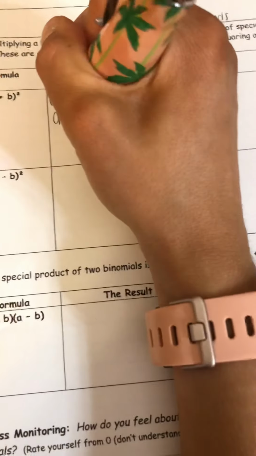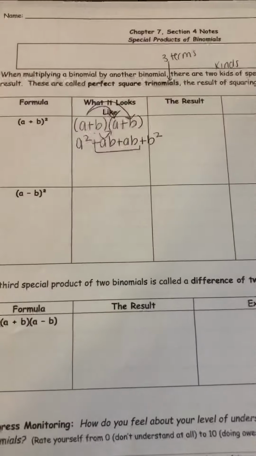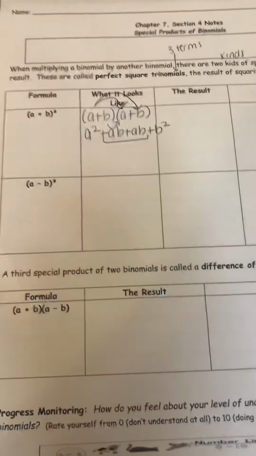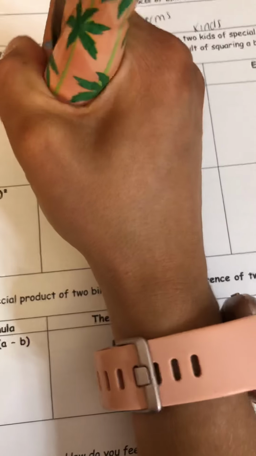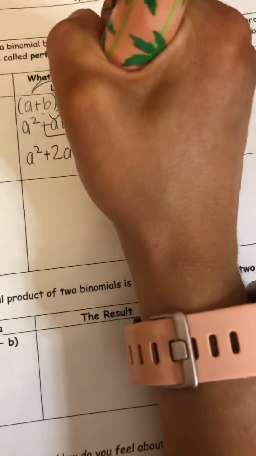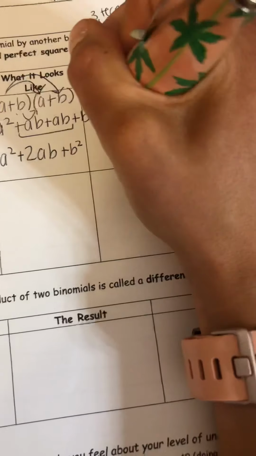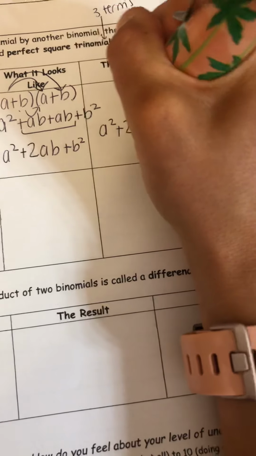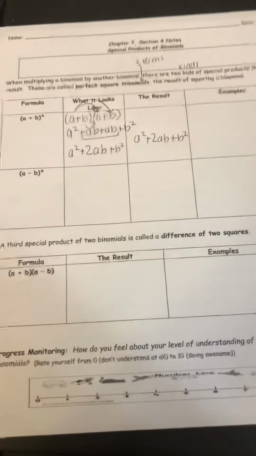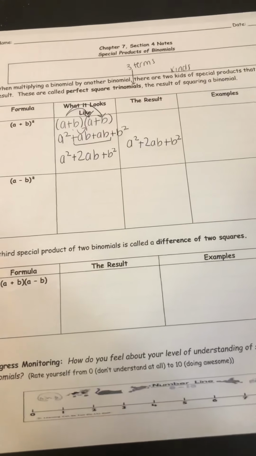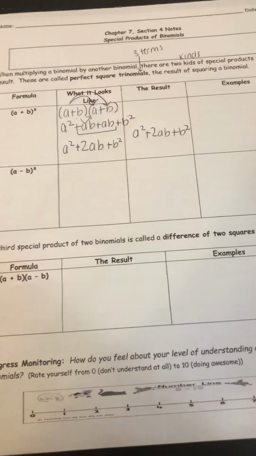And then b times b is b squared, just like x times x is x squared. Okay, now you would combine the like terms here. You have 1ab plus 1ab, which is 2ab. And the other things are going to come down. Okay, so that would be your result. Your result would be a squared plus 2ab plus b squared. Now this is going to make more sense when we go through an example, okay?